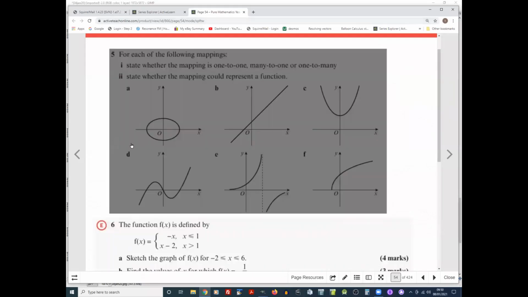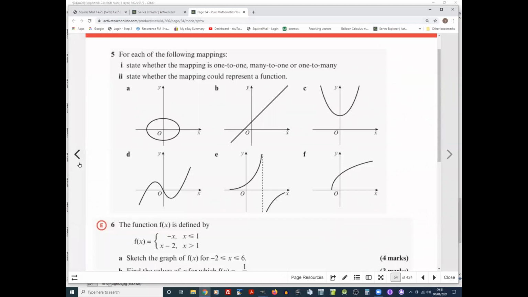So A here, would you classify it according to part one? Is it one-to-one? It's not one-to-one, no. In other words, for that reason, it's not going to have an inverse.